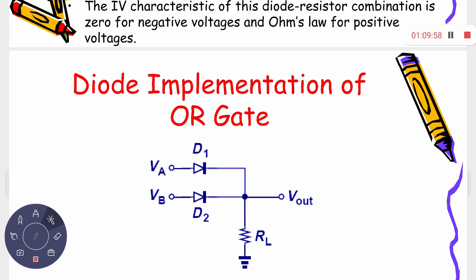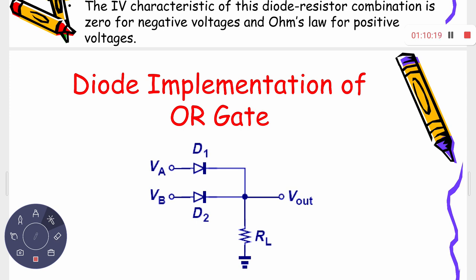But if both of these two voltages are less than zero, negative, that means none of these two diodes are on, so the output is zero. So 0, 0 will give you zero. For the other three cases, the output will be one. It's equivalent to an OR gate.